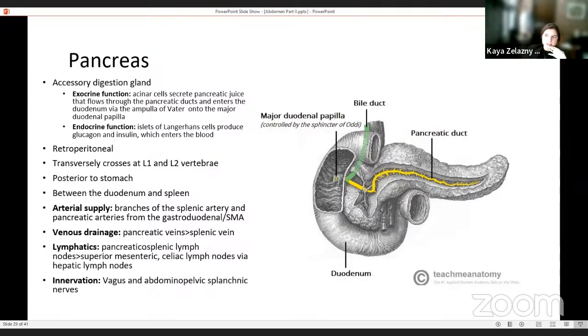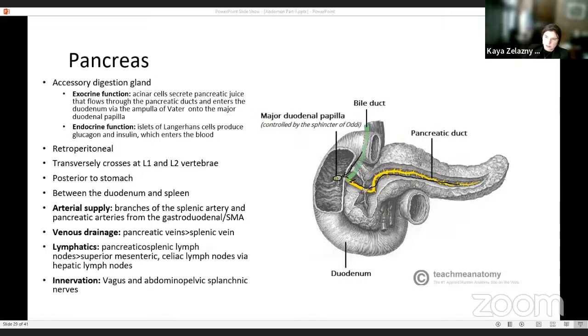Our acinar cells are going to secrete pancreatic juice full of these pancreatic enzymes that are going to go through the pancreatic duct. Okay, pancreatic duct, you can see here, right? And ultimately enter the duodenum along with the bile duct at the ampulla of Vater. Okay. Onto this little lumpy area that we're using to locate our duodenal papilla.